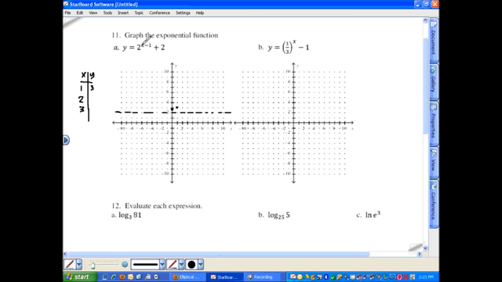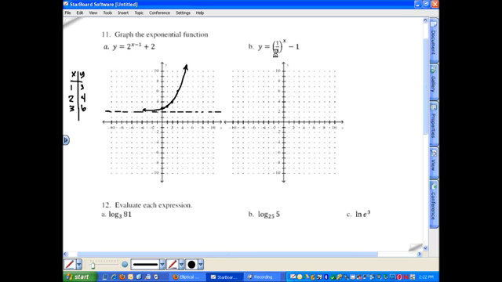If x equals 2, 2 minus 1 is 1. 2 to the 1 plus 2 is equal to 4. So 2 comma 4. If x equals 3, 3 minus 1 is 2. 2 squared is 4. 4 plus 2 is 6. This is a graph of that shape.